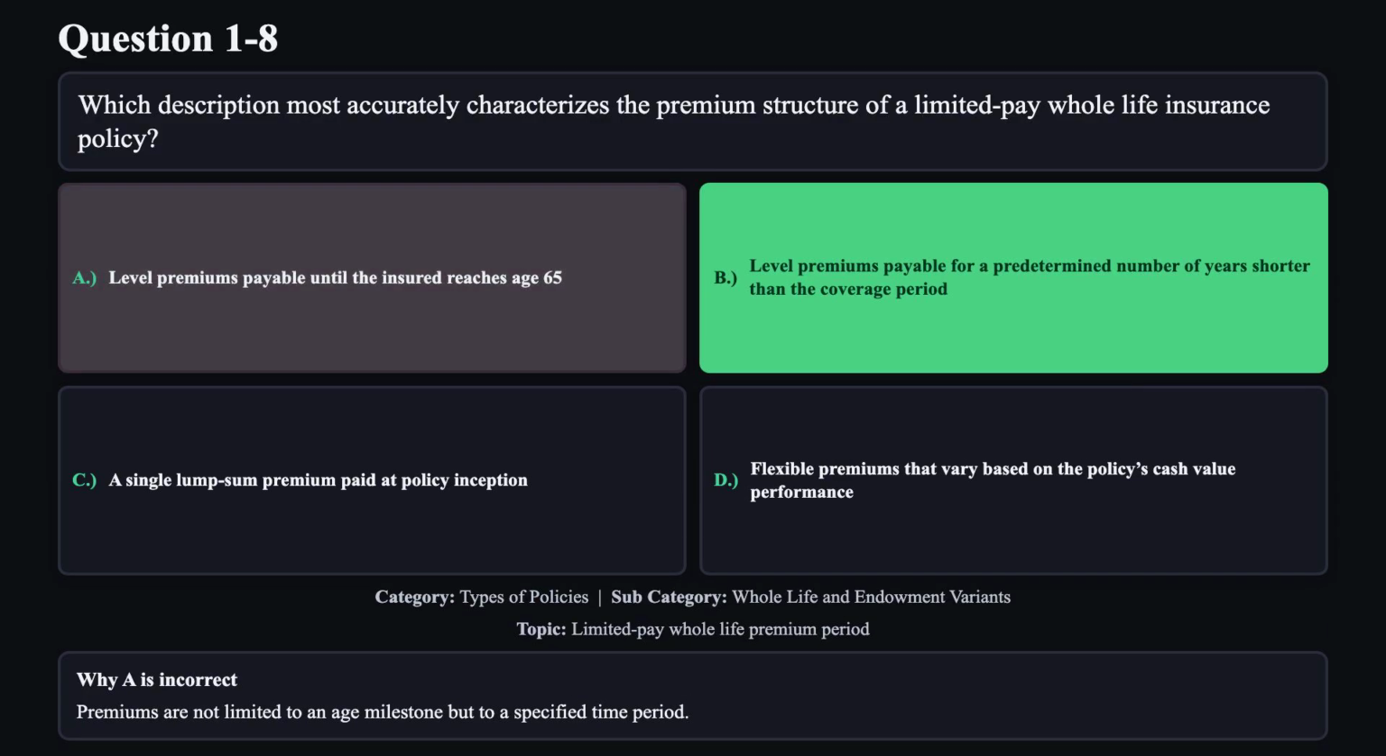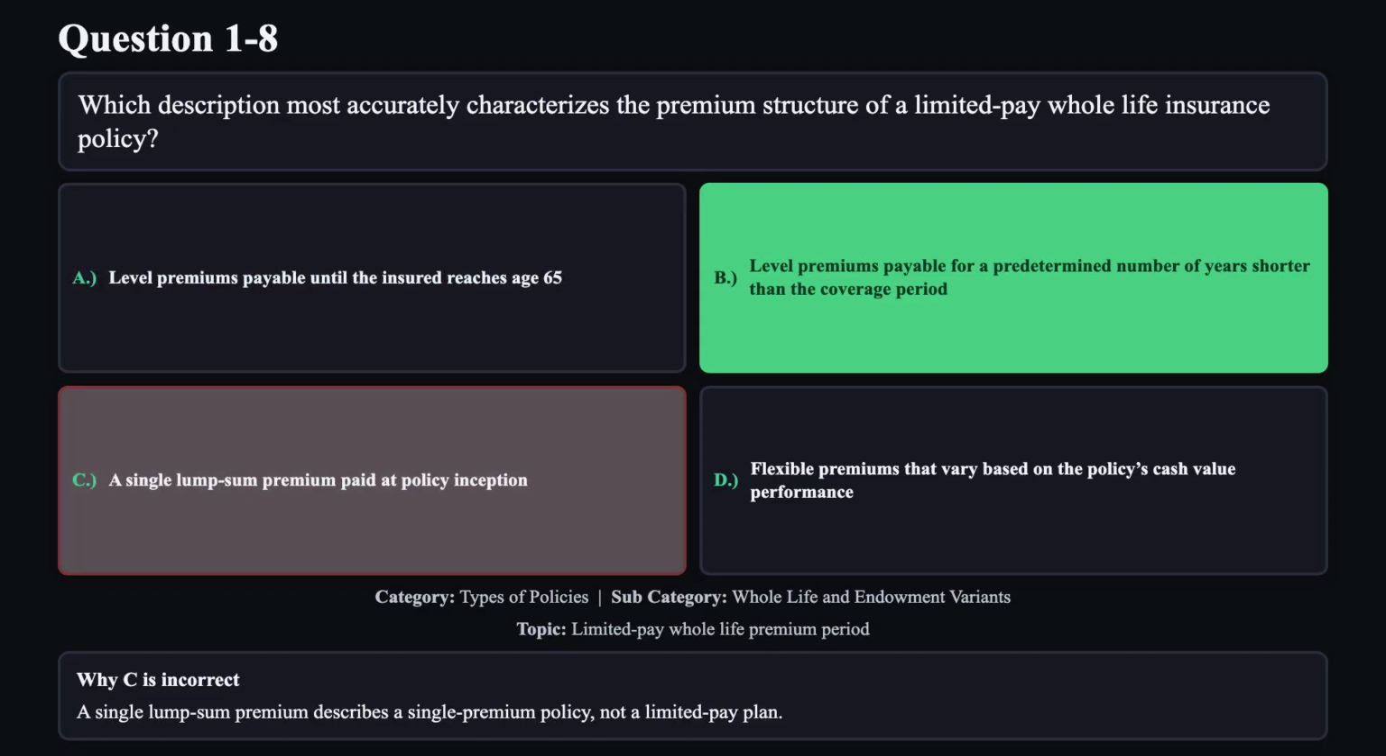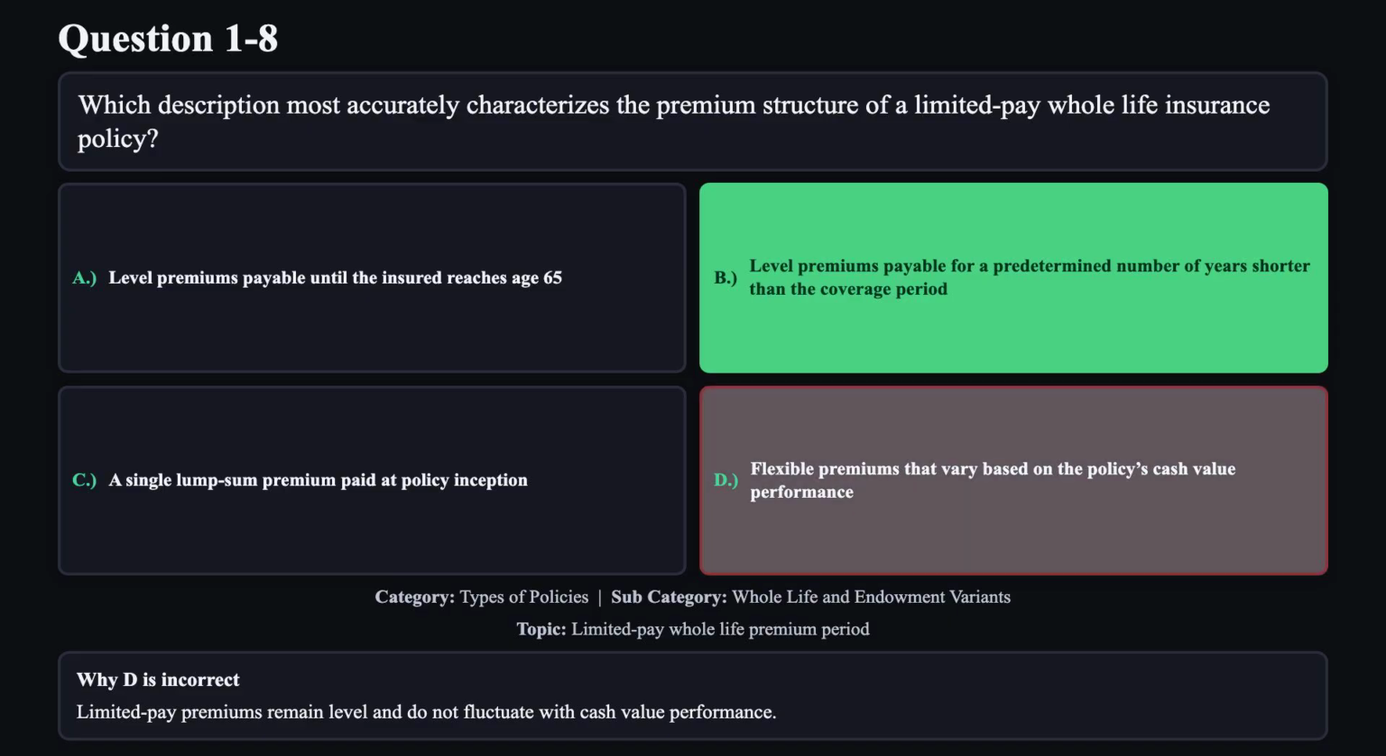Reason A is not correct. Premiums are not limited to an age milestone but to a specified time period. Reason C is not correct. A single lump sum premium describes a single premium policy, not a limited pay plan. Reason D is not correct. Limited pay premiums remain level and do not fluctuate with cash value performance.